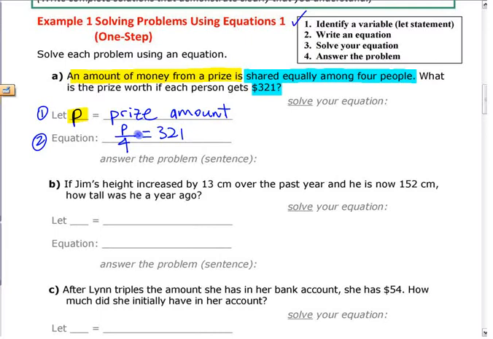Okay, this says P divided by 4. Whatever the prize is, cut it in 4 pieces, and each piece is 321. If you want to solve this equation, what do you do to both sides? Because we're pretty good at it now.